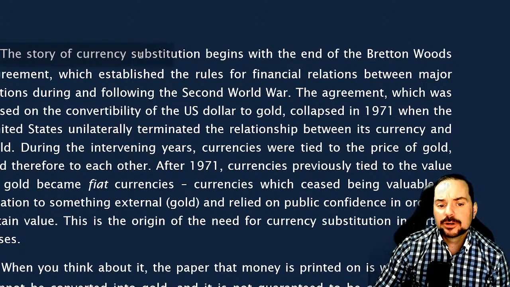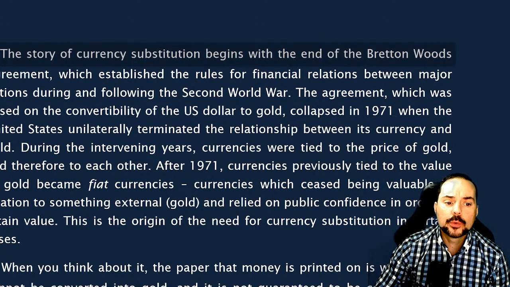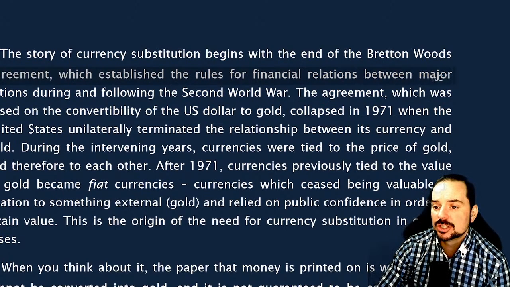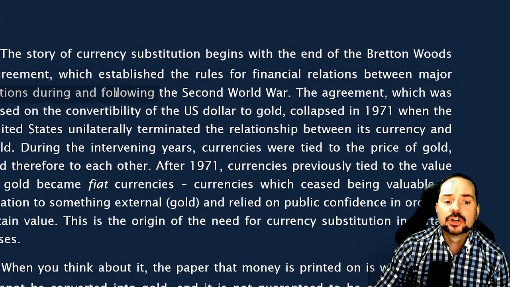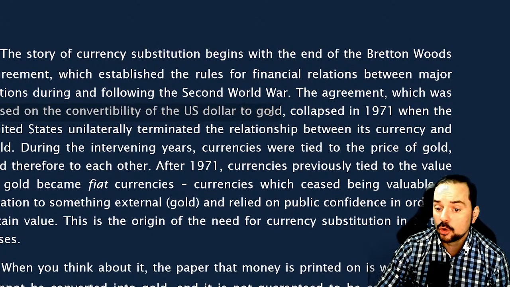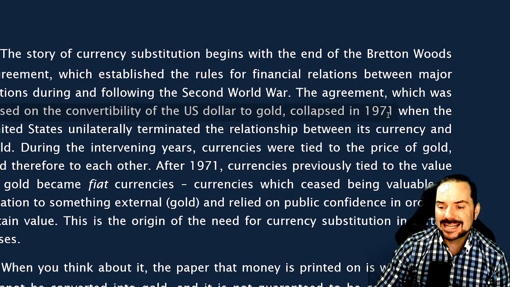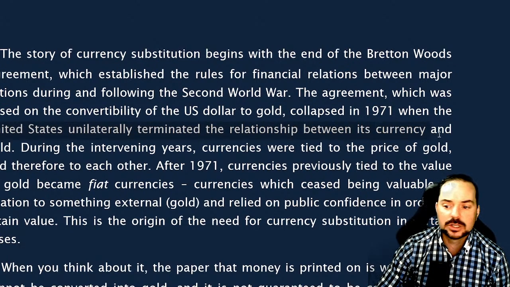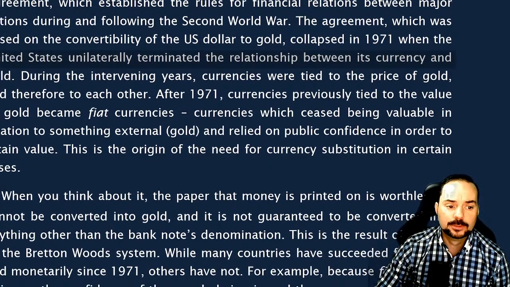The story of currency substitution begins with the end of the Bretton Woods Agreement, which established the rules for financial relations between major nations during and following the Second World War. The agreement, which was based on the convertibility of the US dollar to gold, collapsed in 1971 when the United States unilaterally terminated the relationship between its currency and gold.